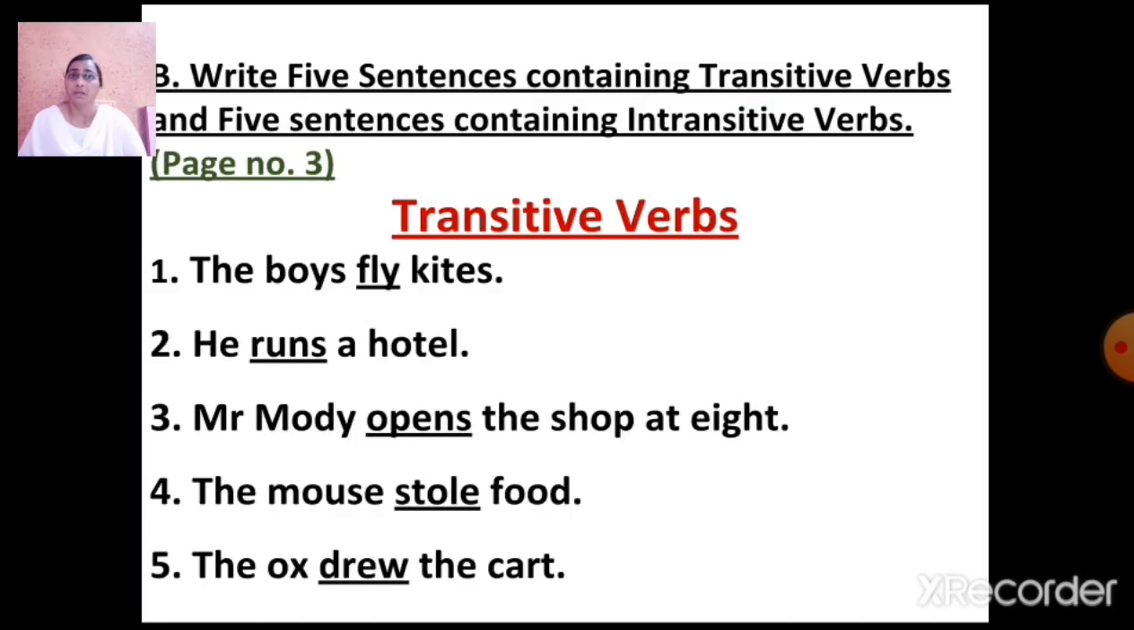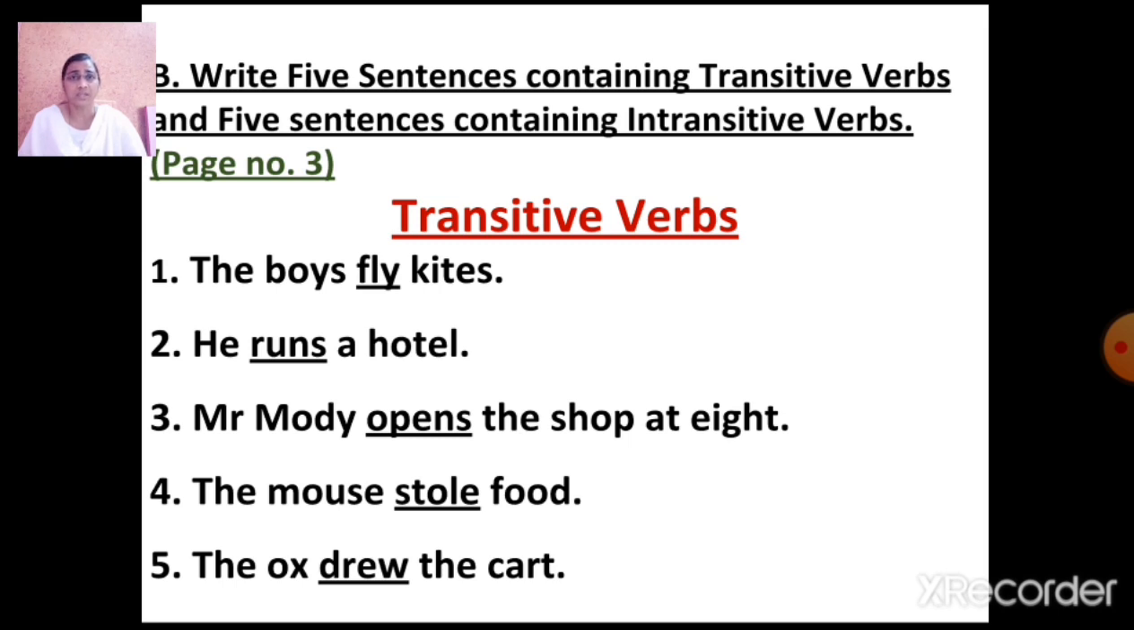Alright? Now, let's move towards the next exercise. Write 5 sentences containing transitive verbs and 5 sentences containing intransitive verbs. Now, this exercise is in page number 3. Now, the 5 transitive verb sentences are: the boys fly kites. Then, the next is, he runs a hotel.